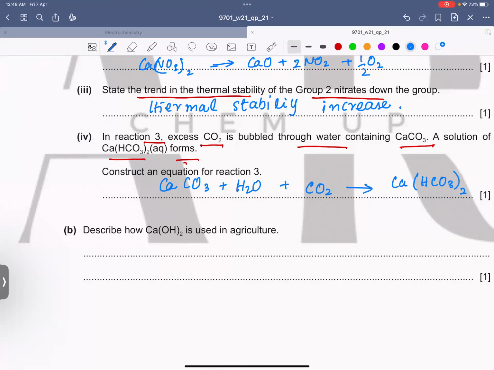Describe how calcium hydroxide is used in agriculture.